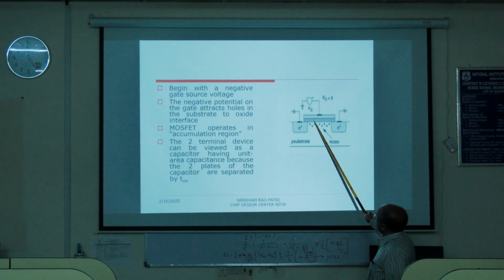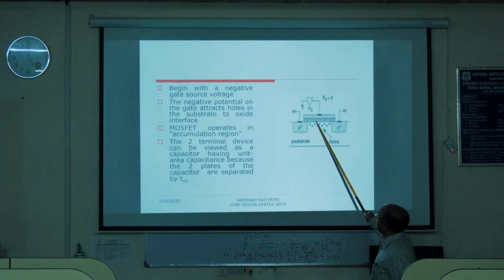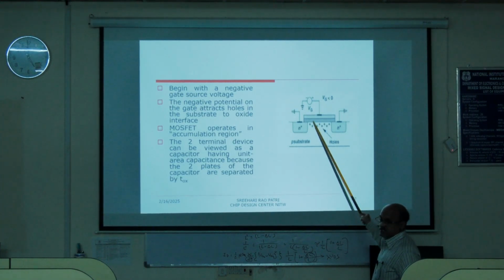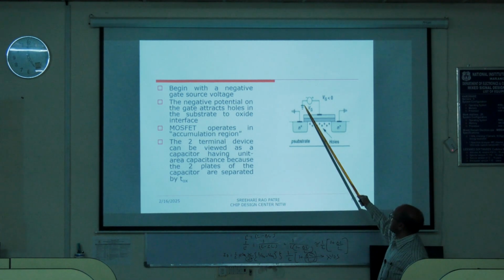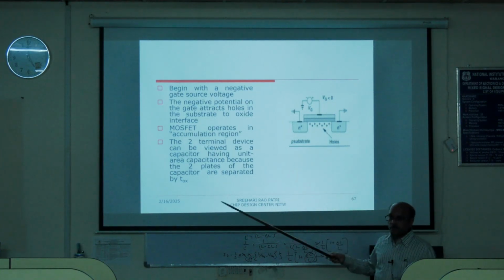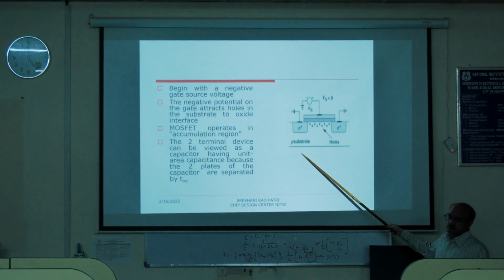Only Tox is the separation. Epsilon naught A by Tox, this is the distance Tox, the oxide thickness. I get some capacitance value. Now what is happening? As I am making this gradually from negative towards positive, these accumulated holes have gone.